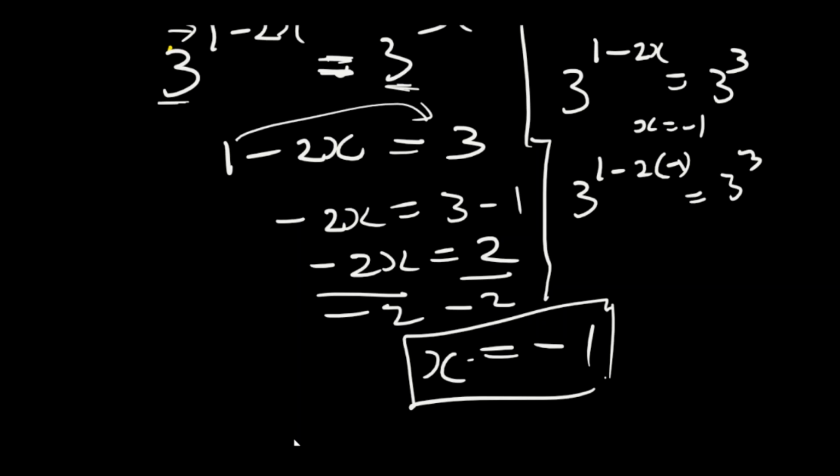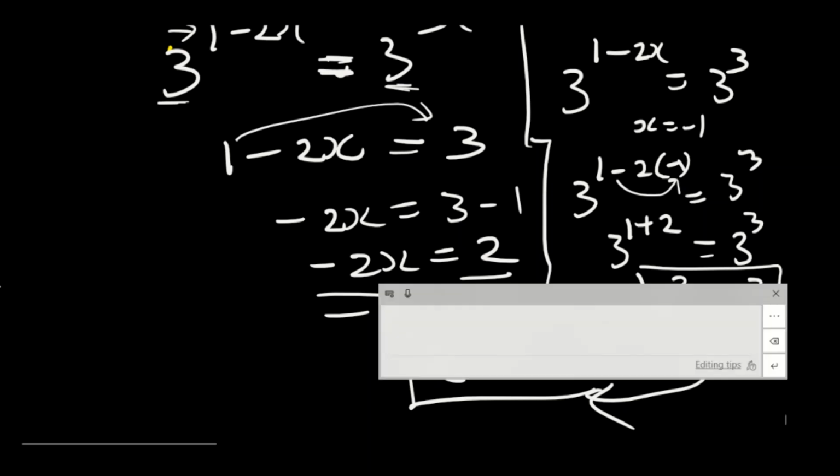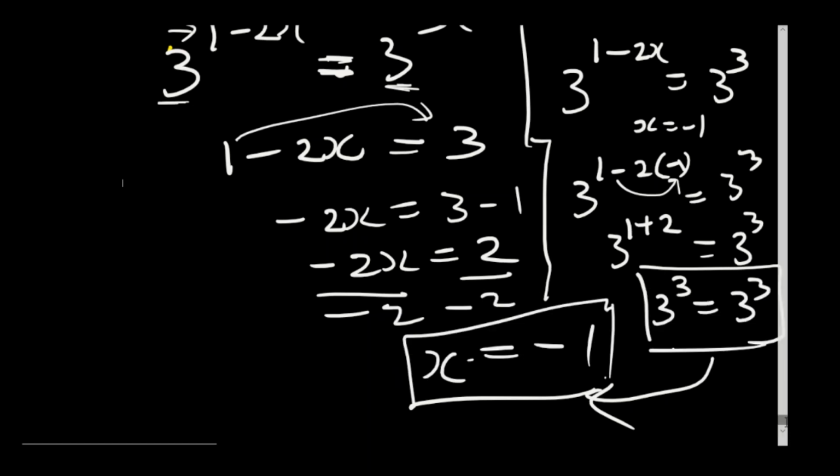So here, this is going to be 3 to the power of 1 plus 2, because this negative will multiply the minus 1, equals 3 to the power of 3. So basically 3 to the power of 1 plus 2, which is actually 3 to the power of 3, is equal to 3 to the power of 3. You can see now that the left hand side is equal to the right hand side, proving that your answer of x is equal to minus 1 is correct. Now you're confident, so let's do another problem.